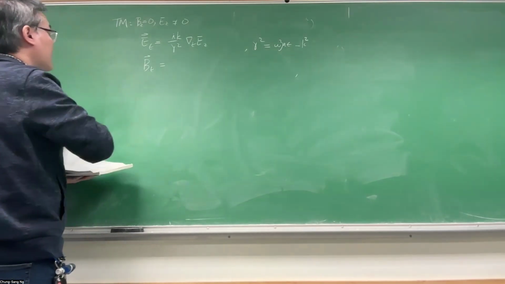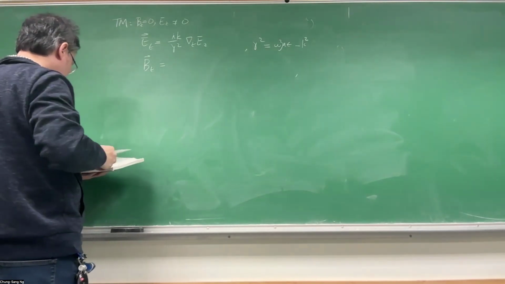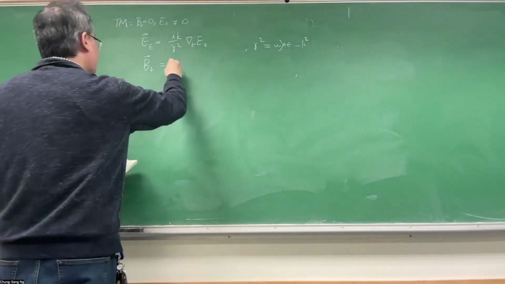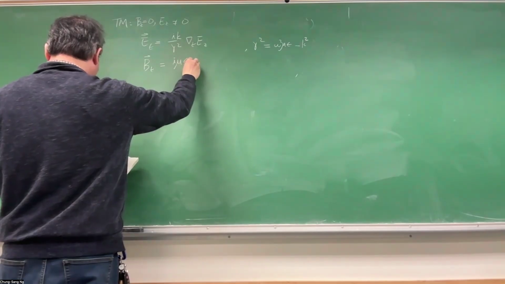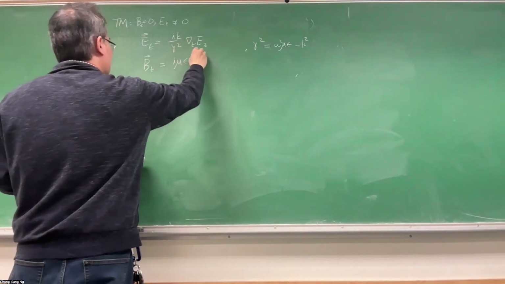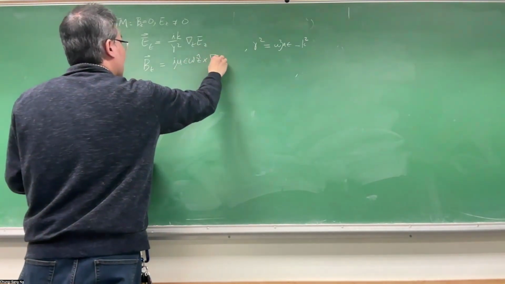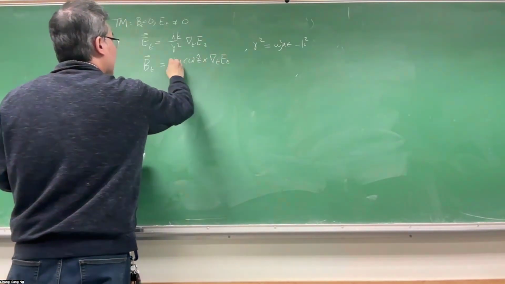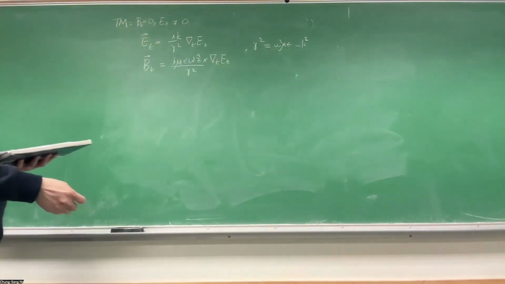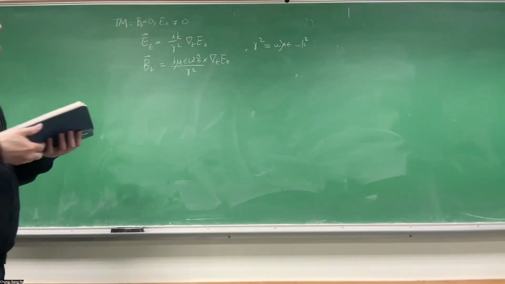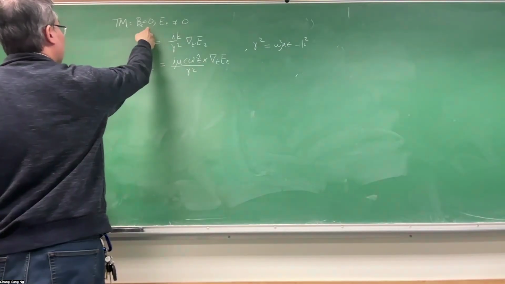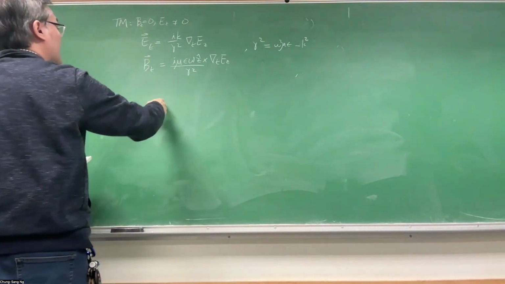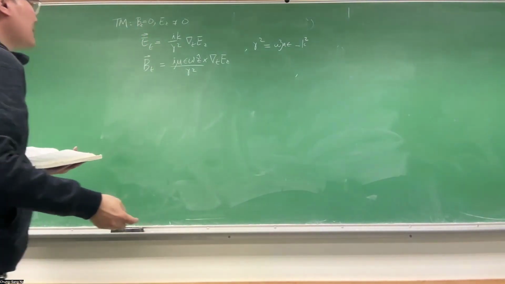Okay, and then for this case, B sub t is like the other way around. It's i mu epsilon omega z cross grad_t Ez over gamma square. Okay, so that's just a simplification, just using the fact that Bz is 0 to simplify these two equations.